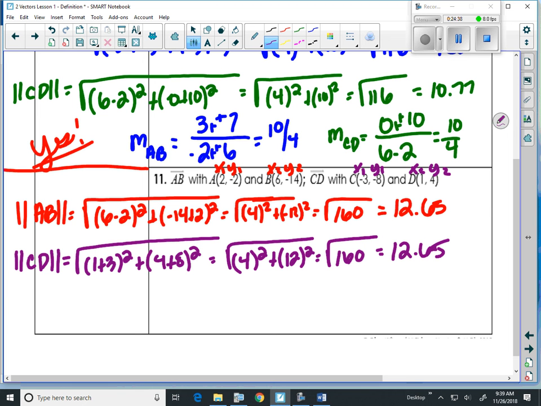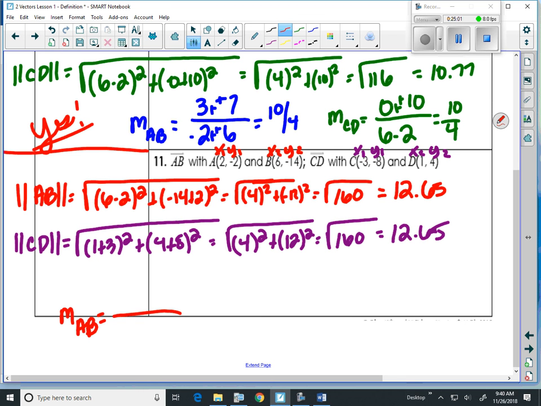Okay, did y'all get the same magnitude? Did we get the same magnitude? Yes, hopefully. Hopefully you're getting square root of 160 for both of them. Then you have to do the slope. I'm going to walk through slope with you in case you need to see it again.